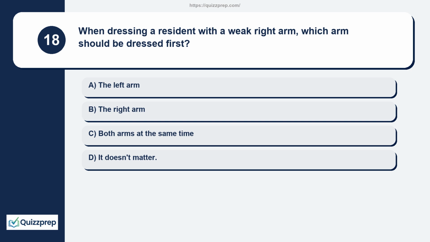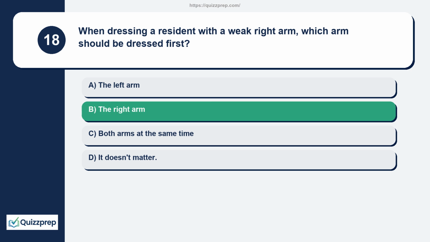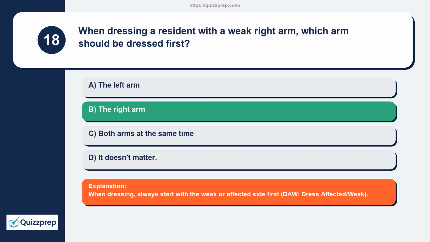Question 18. When dressing a resident with a weak right arm, which arm should be dressed first? The left arm, the right arm, both arms at the same time. It doesn't matter. When dressing, always start with the weak or affected side first. Dress affected, weak.